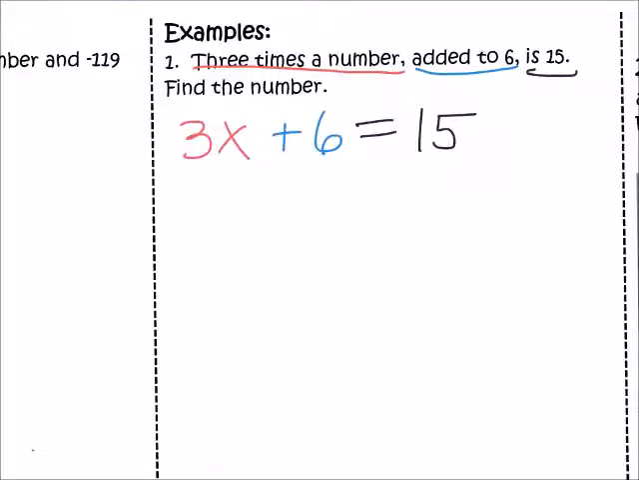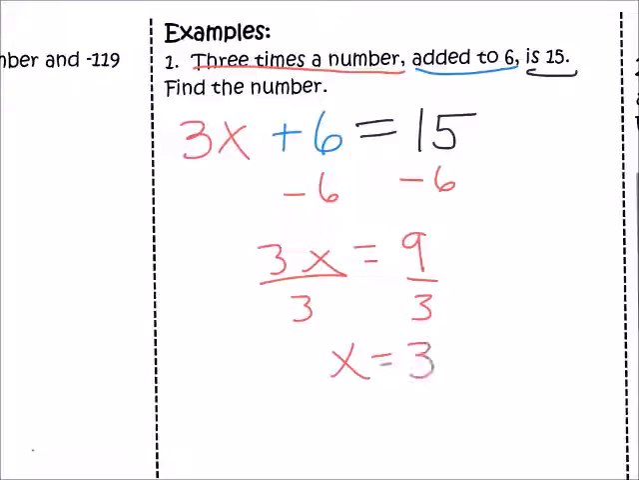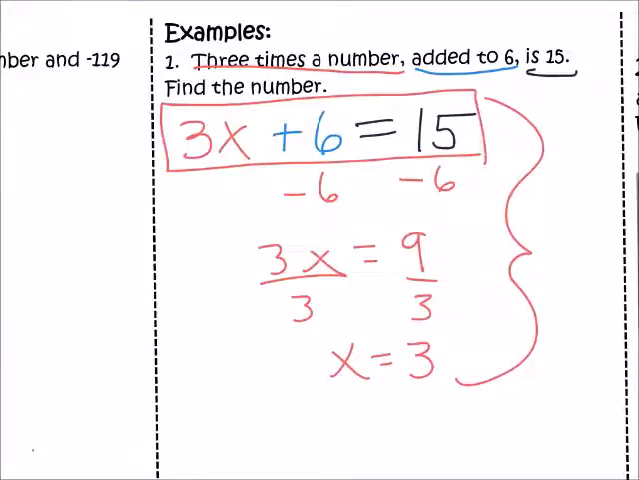So we're just going to go through by subtracting 6 from both sides. We have 3x equals 9. We divide by 3 on both sides, and we have x equals 3. So this math part here is stuff that we've been doing for a long time, but setting it up is the part that's a little bit difficult. So that's what we need to practice.